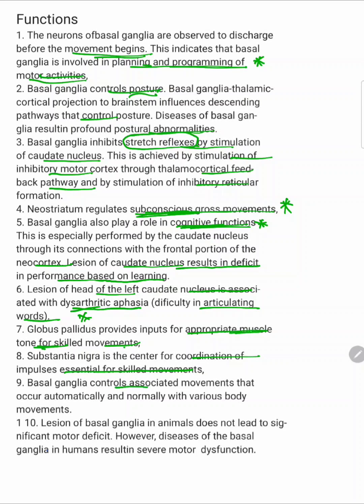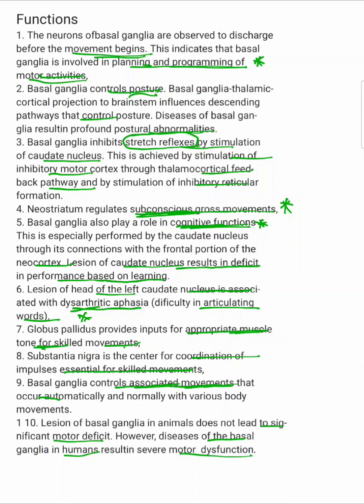Next, basal ganglia controls associated movements that occur automatically and normally with various body movements. Associated movements, you should remember. A lesion of basal ganglia in animals does not lead to significant motor deficit. However, diseases of basal ganglia in humans result in severe motor dysfunction. So any deficit in this basal ganglia causes severe motor dysfunction.